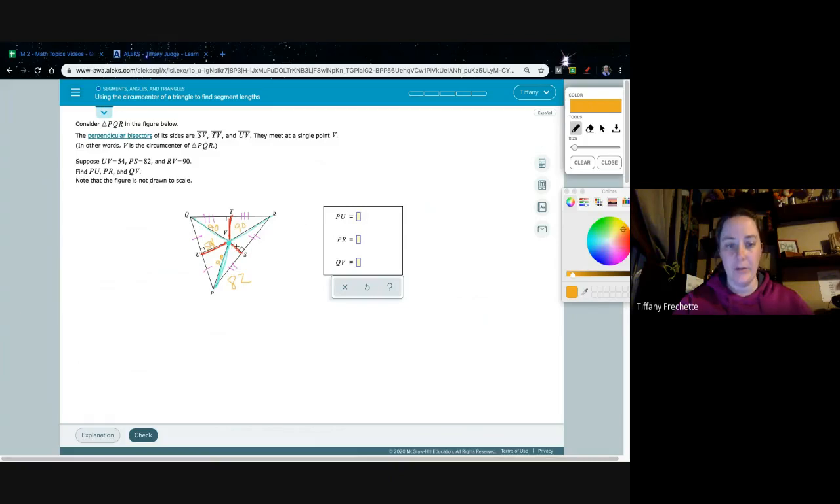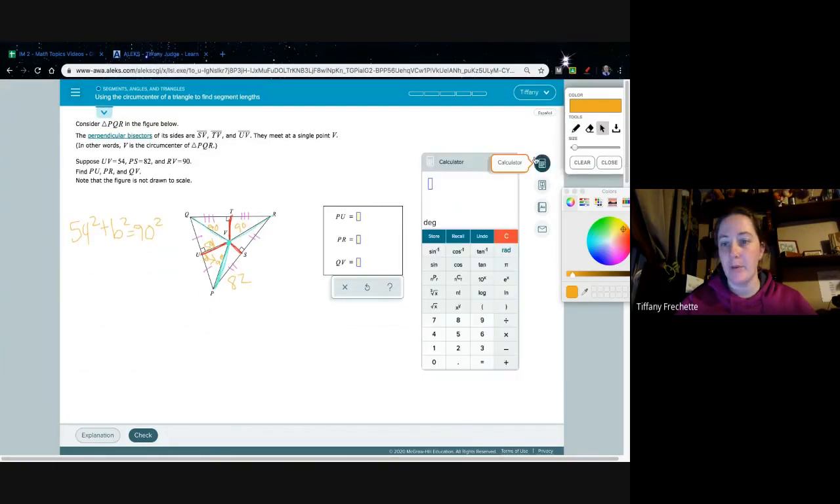So PU, so we want PU here. So this is going to require that Pythagorean theorem. I have two sides of a right triangle. I need the third side. So remember, the sides A and B are the ones that create this 90. So I'm going to say 54 squared plus B squared equals 90 squared. 90 is across from the right triangle, so the other two have to square and add together to be this one squared. All right, we are going to grab the calculator.